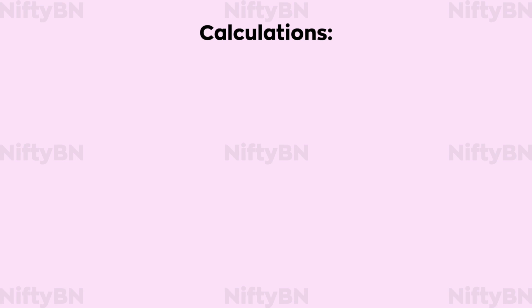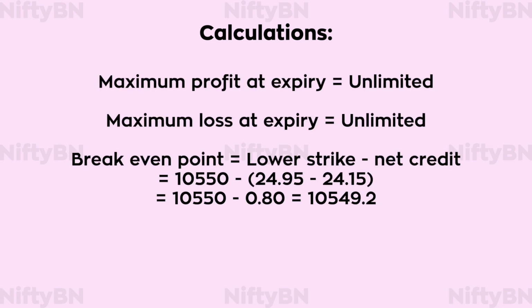Now let's look at some calculations. As discussed earlier, the maximum profit at expiry and maximum loss at expiry are unlimited in this strategy. The break-even point is lower strike price minus net credit, which comes to about 10,549.2.